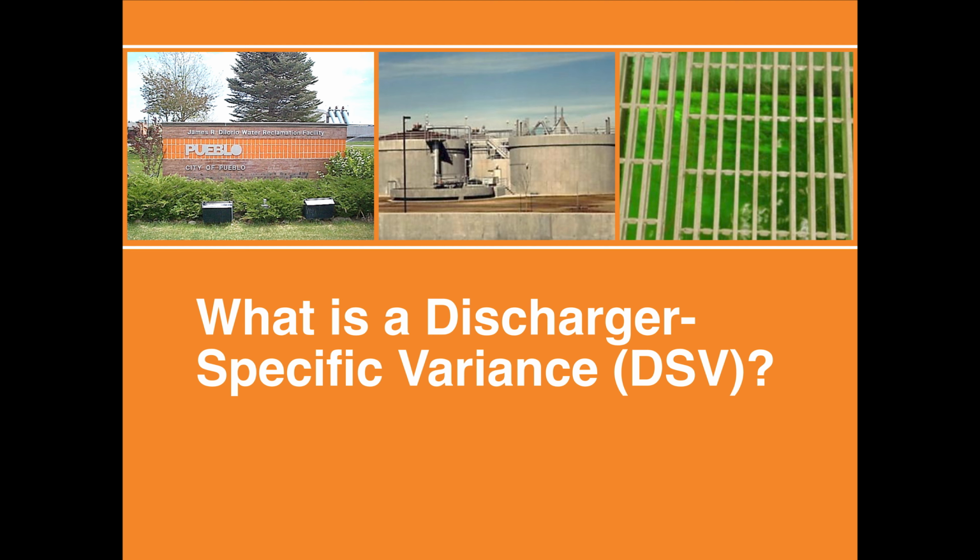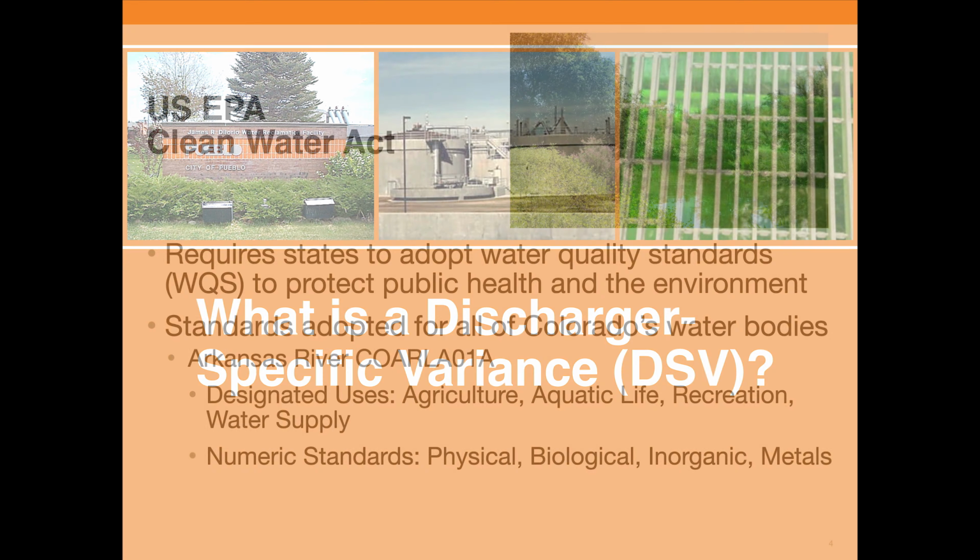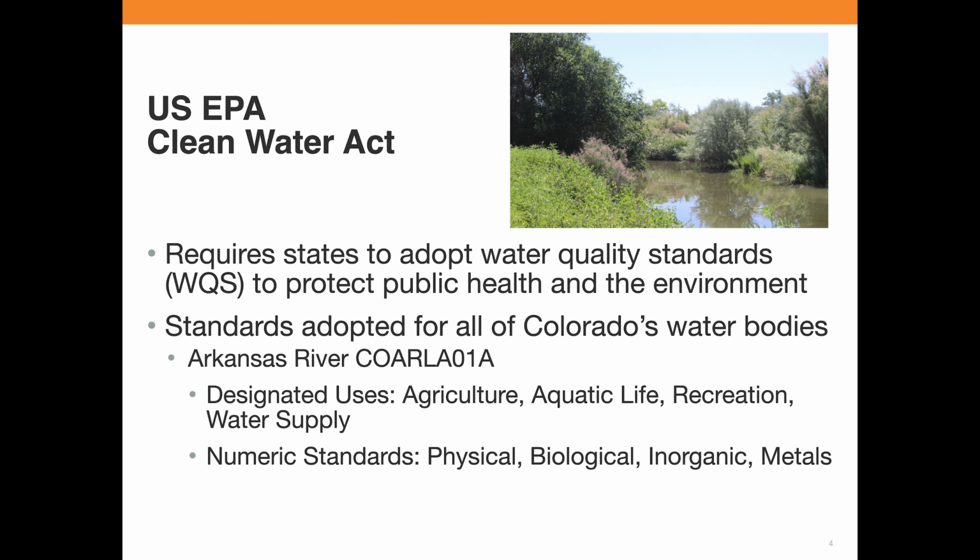So what is a variance? We'll start with the Clean Water Act, which requires states to adopt water quality standards to protect public health and the environment. These are the standards adopted for Colorado water bodies, and what this is showing you is the Arkansas River.